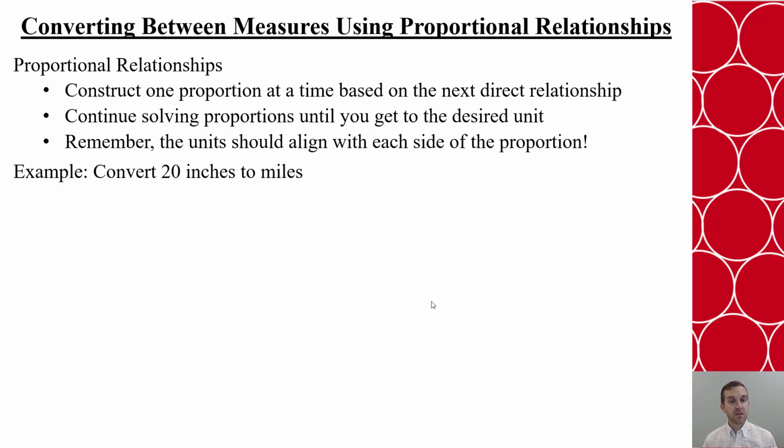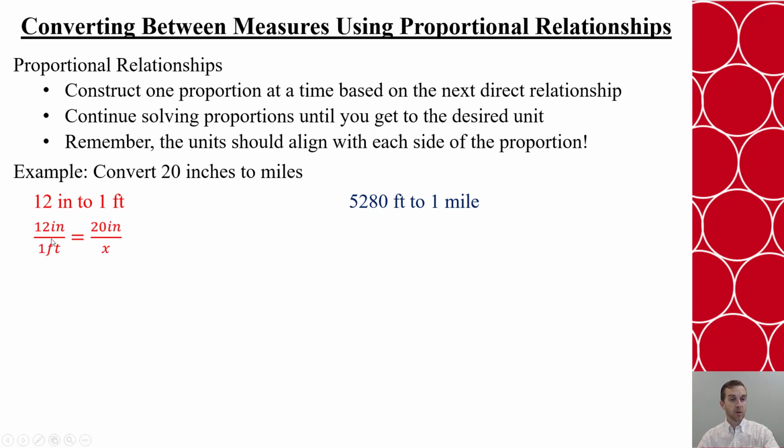So let's look at the idea of converting 20 inches to miles. If I think about the relationships I have, I know that there are 12 inches to 1 foot, and there's 5,280 feet to 1 mile. Those are the direct relationships that I know. So I'm going to start with the first one. Let's convert the 20 inches into feet.